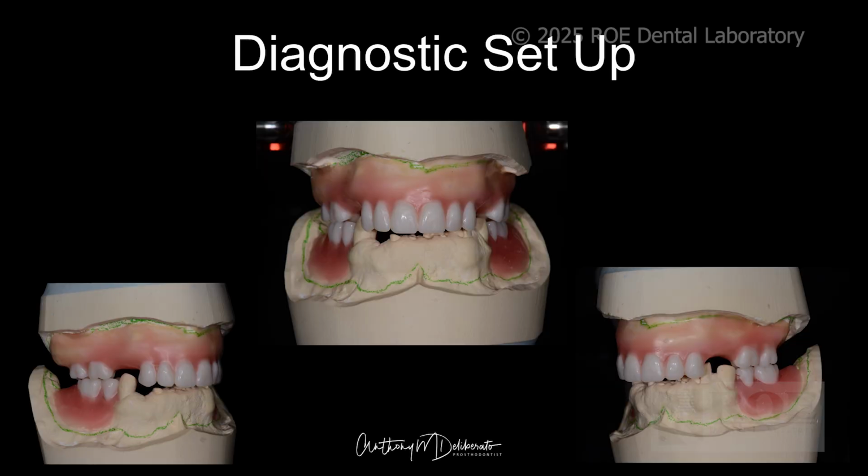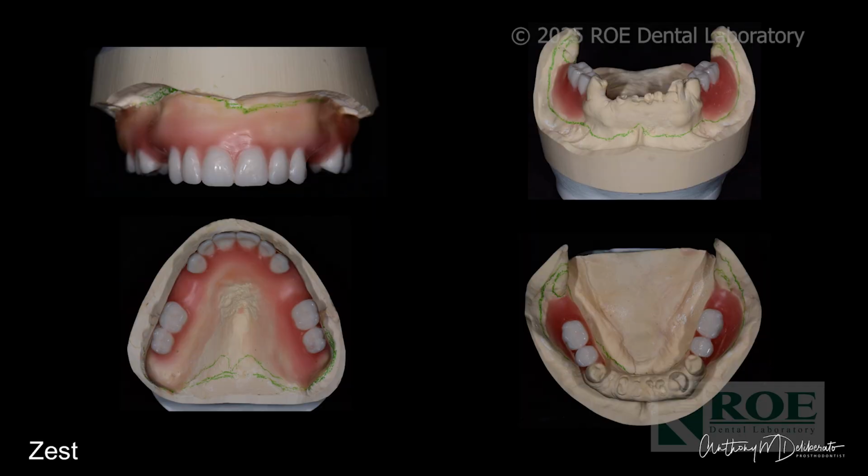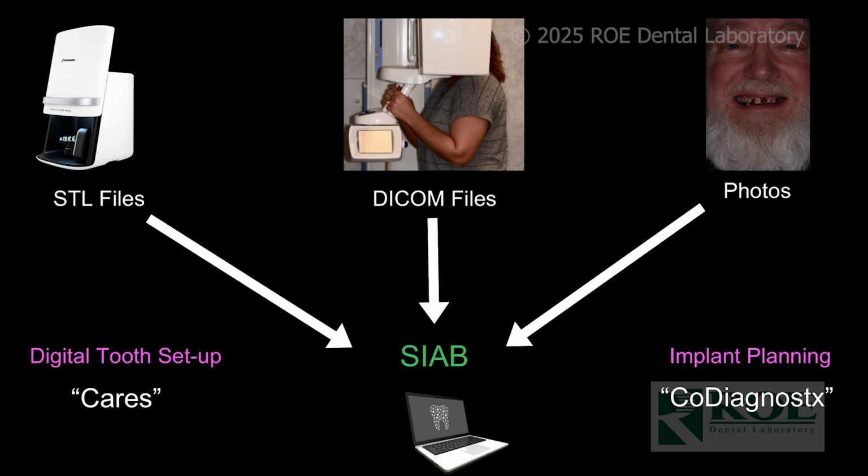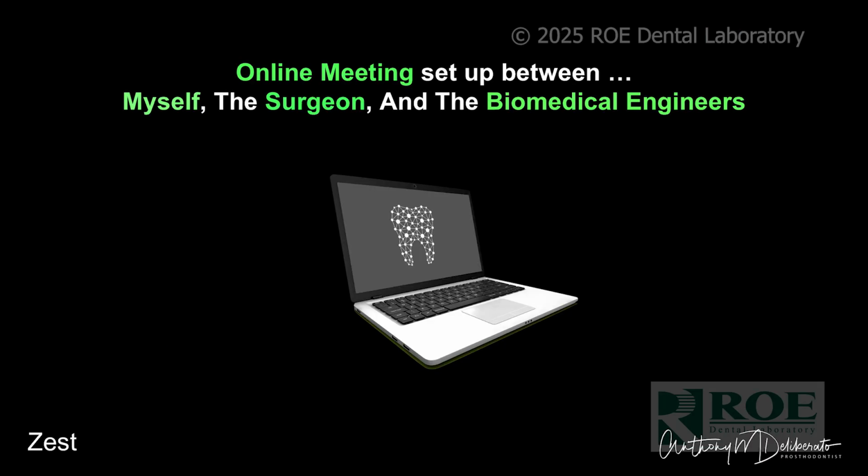Here's our final setup. They're going to scan that. Just a couple different views of the setup. So just like the other cases, they're going to scan the model with the teeth, and then they're going to take those teeth off of there and scan the model so they can make a guide on a clean model. We're going to merge the files. We're going to put it, in this case, again, into co-diagnostics.